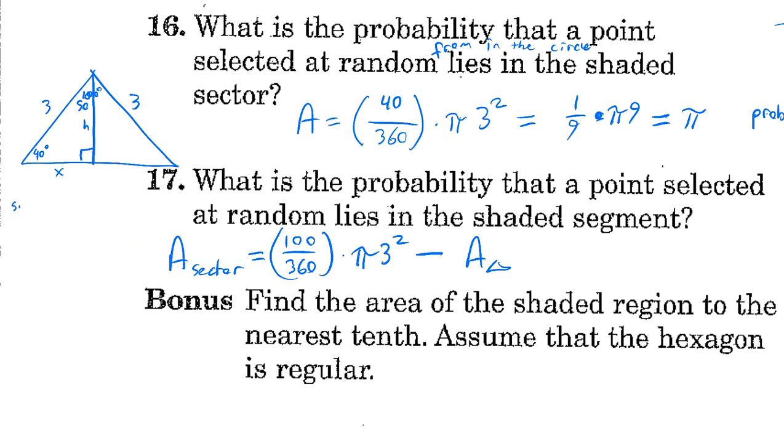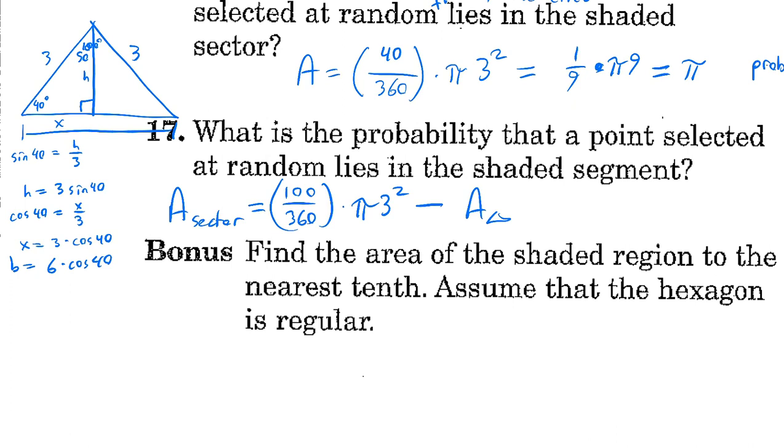Okay, well, sine of 40 equals h over 3. So the height is 3 times sine of 40. And for x, the cosine of 40 equals x over 3, so x equals 3 times cosine of 40. That means the whole base is twice that, or 6 times cosine of 40, all the way across the base of this triangle.